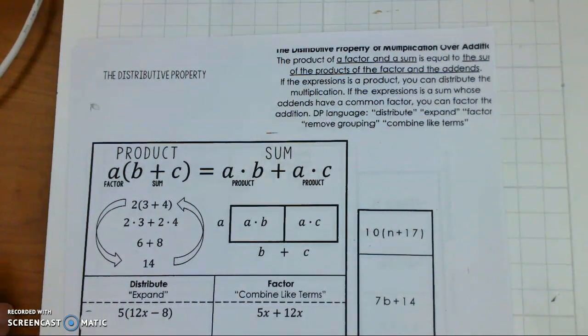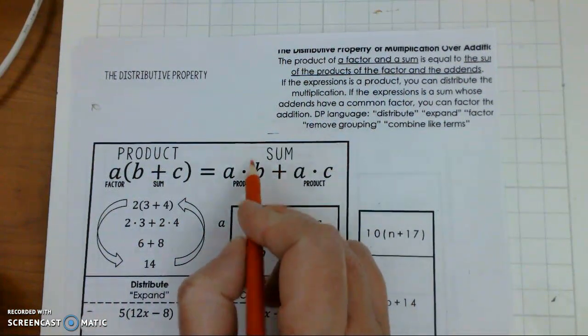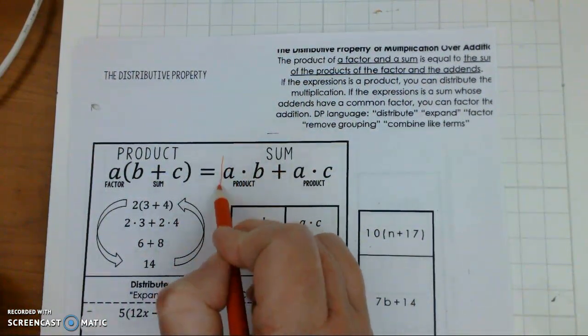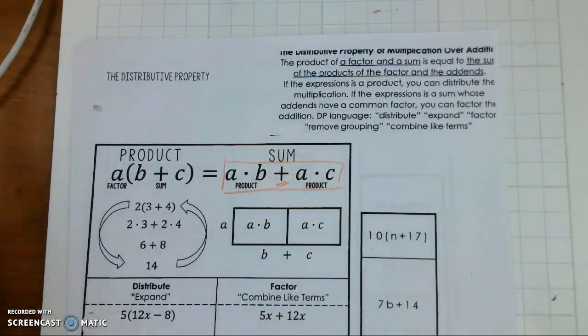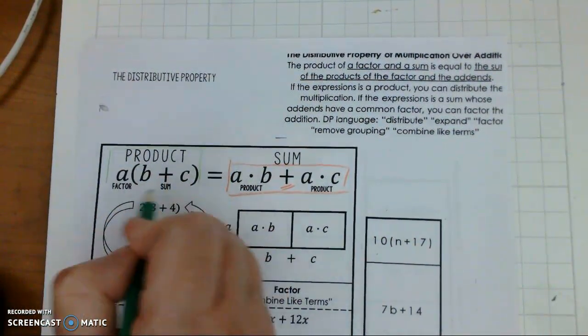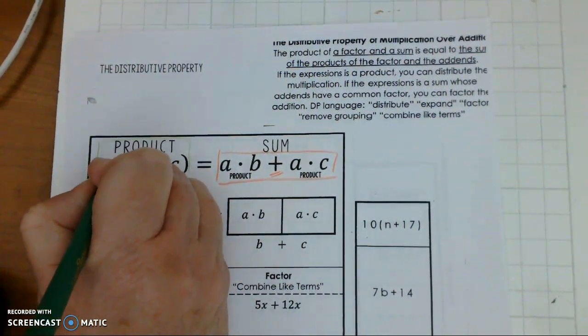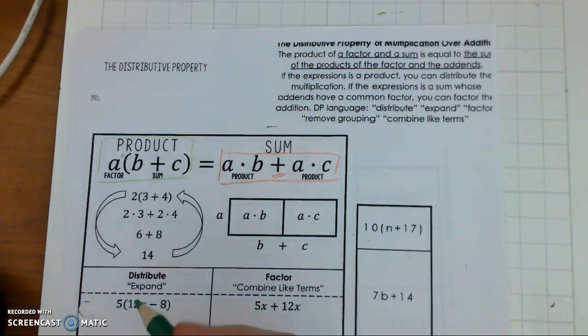I want you to think about, while we're doing this, the distributive language: distribute, expand, factor, remove grouping, and combine like terms. So first, when you see this graphic organizer, this side is called a sum, because it uses the addition symbol. This side is considered a product because we are multiplying. Okay?